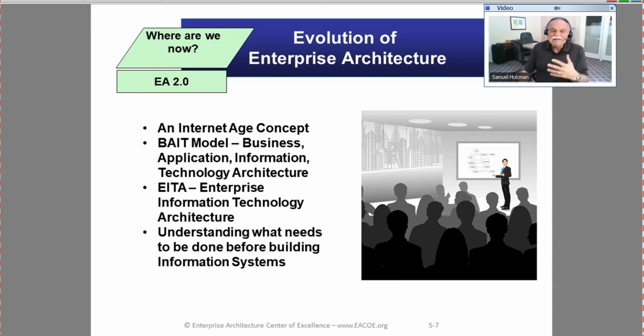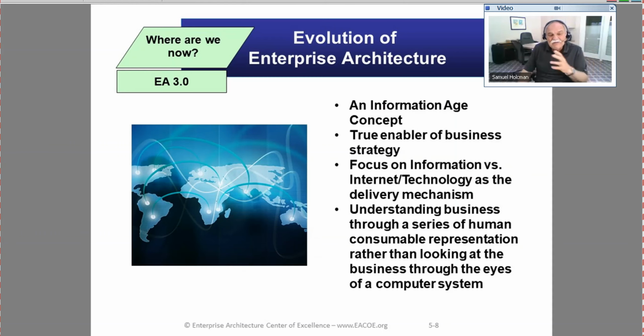And you can turn anything to anything. One of the things about the internet, as I said before, is anybody can write anything about anything, and you can call anything anything, unfortunately. And finally, we're at EA 3.0 right now, which is an information age concept. We are coming out of the industrial age into the information age and passing through the internet age. This is a major shift going on, and you and I, congratulations, are going to work with our organizations to move us forward. It's the true enabler of business strategy.